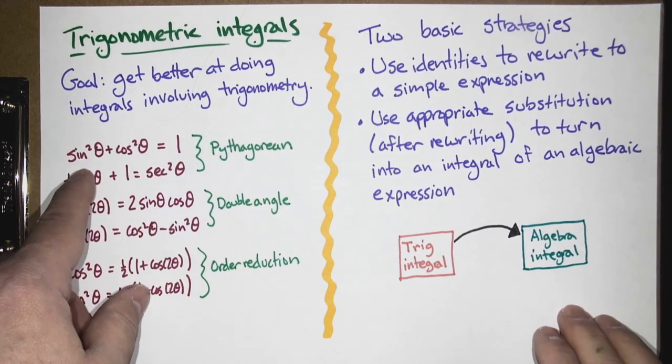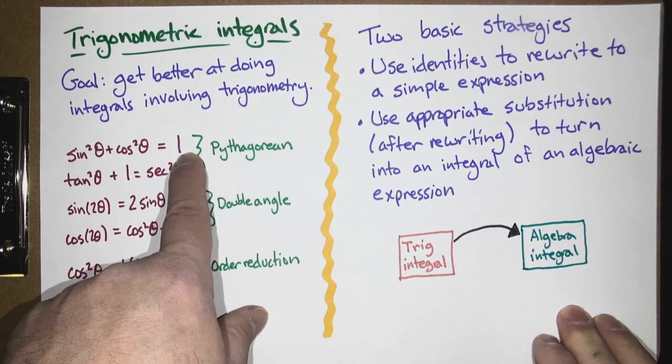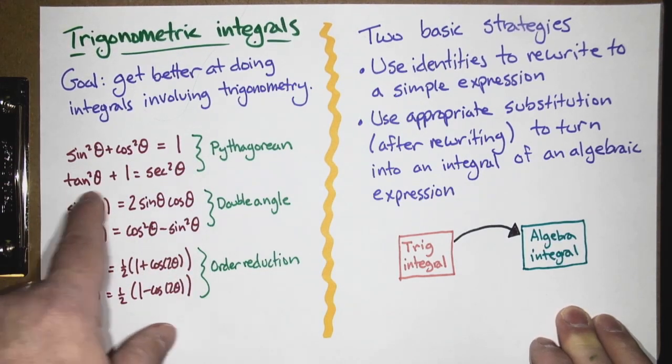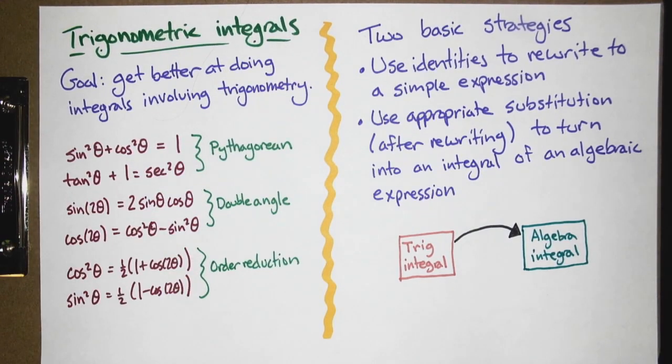You can say, well, sine squared plus cosine squared equals 1. Or tangent squared plus 1 equals secant squared. Now, there is another one that says 1 plus cotangent squared equals cosecant squared, but we tend to avoid the co-ones. So, Pythagorean, there's double angle identities.